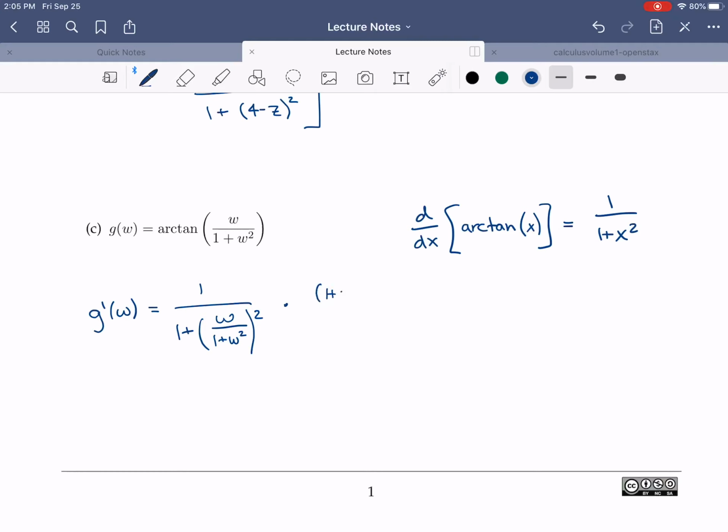So I have to use the quotient rule. Quotient rule says take the denominator, 1 plus w squared, times the derivative of the numerator, 1, minus the numerator times the derivative of the denominator, all over the denominator squared. So again, that's really messy. You could try to simplify it. I could see you doing a few things, but you're not really going to be able to simplify it to the point where it's really nice. Okay, so I would just leave it like this and have this be your final answer.